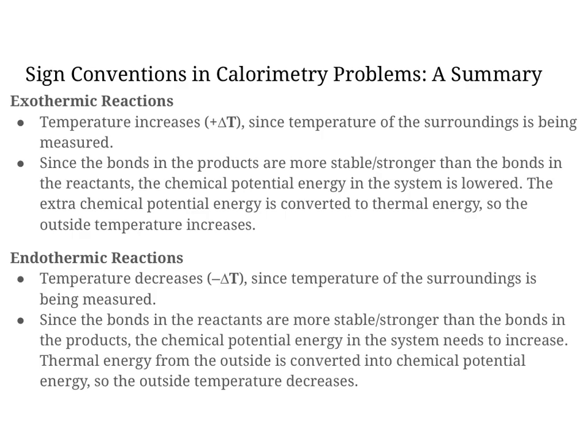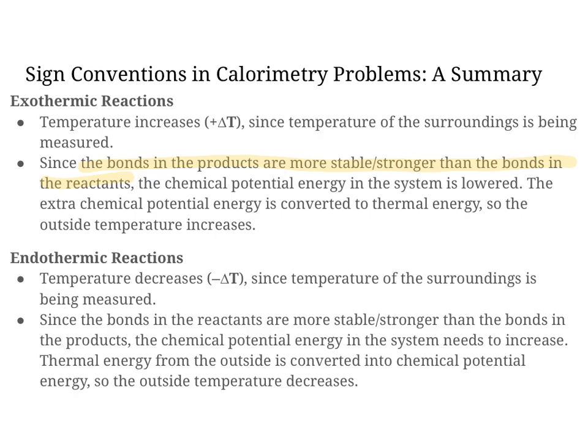Now, to review some things about sign conventions, that is, whether something is positive or negative, in calorimetry we have to remember that in exothermic reactions there is a temperature increase, because the temperature of the surroundings is being measured, and the bonds of the products are more stable or stronger than the bonds of the reactants. That's pretty important. So the bonds of the products are more stable than the bonds of the reactants. So the potential energy is lower. The extra potential energy is converted to thermal energy, which is released out of the system, and we measure that.